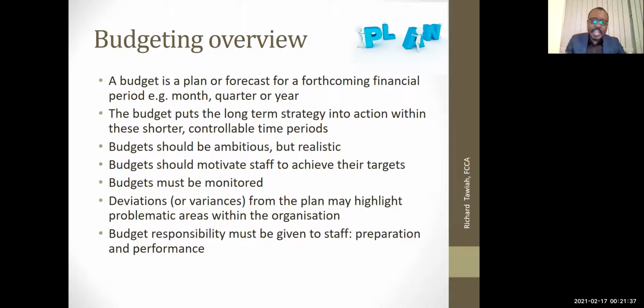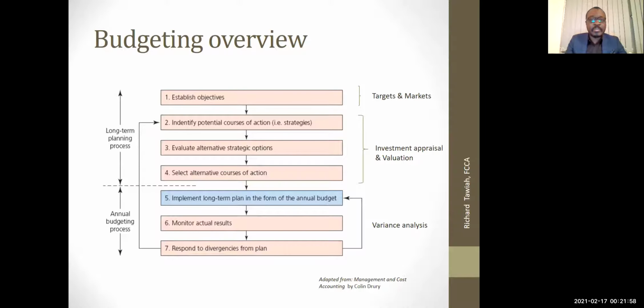And if there are any variances, investigate them and then provide explanations as to why these variances are occurring. Sometimes the variances can be favorable, sometimes they can be unfavorable. So we still need to look out for the reasons why. And of course, budget responsibility must be given to staff so that they know that they are also contributing towards the longer term goals and perspectives of the organization.